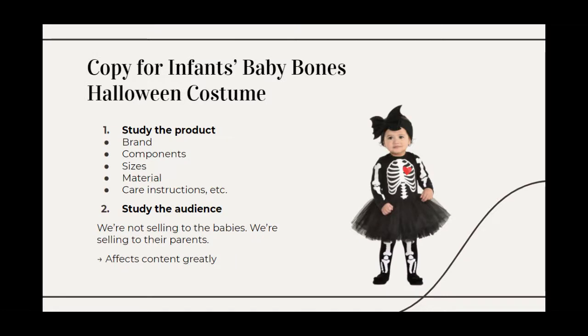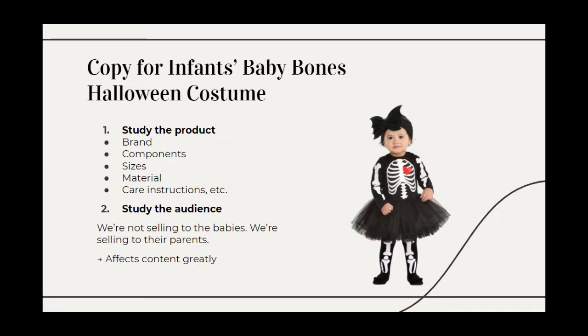Let us go into my first work sample. So for this task, I needed to write a copy for this Baby Bones Halloween costume for infants. For my first step, I studied the product. So this included learning about its brand, its components, the size that it comes in, its materials, as well as care instructions, warnings, and so on. This information is usually included in the vendor's listing sheet. And as for the product photos, I usually grab them from our private asset manager site.